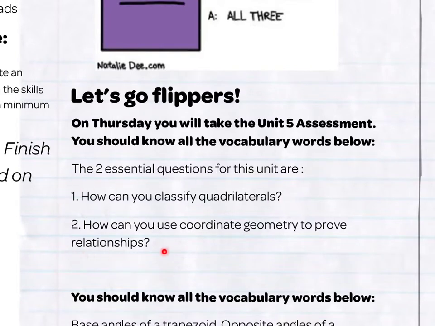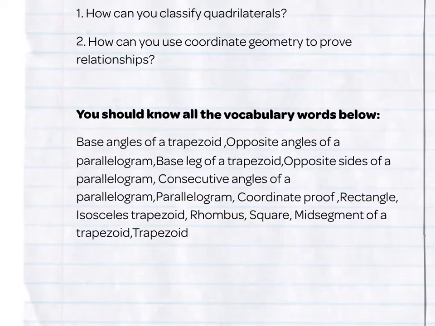And the second one is, how can you use coordinate geometry to prove relationships? This is what we've been working on yesterday and over the weekend. You want to make sure that you can carefully answer these two questions, and you can actually do it to solve problems. Here's a list of vocabulary words that you should be very comfortable and familiar with at the end of this unit. You should know all of these words and how to use them and what they describe. If you walk into the assessment knowing what they are, then you should be in a really good position.